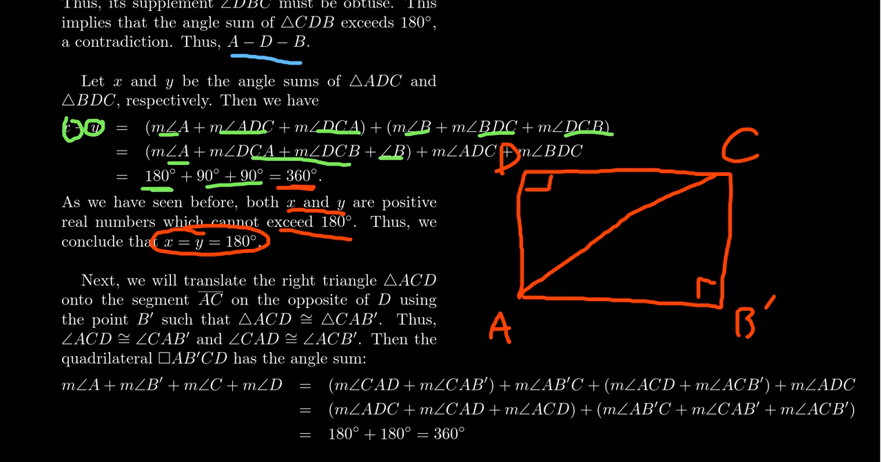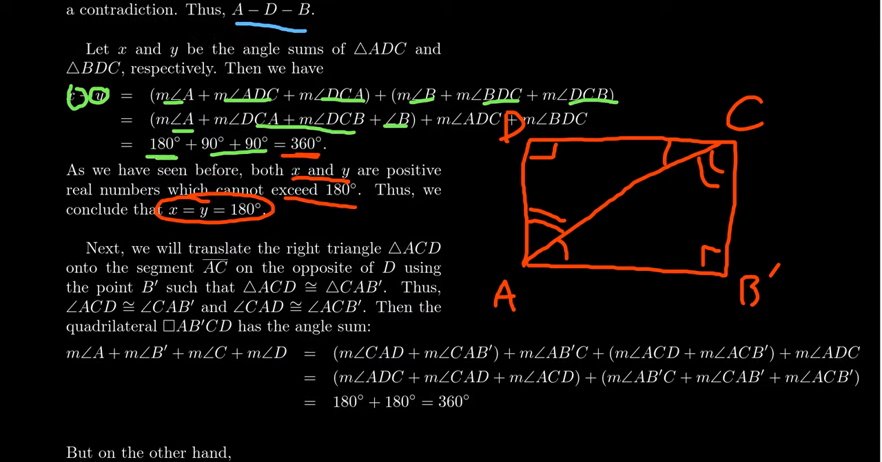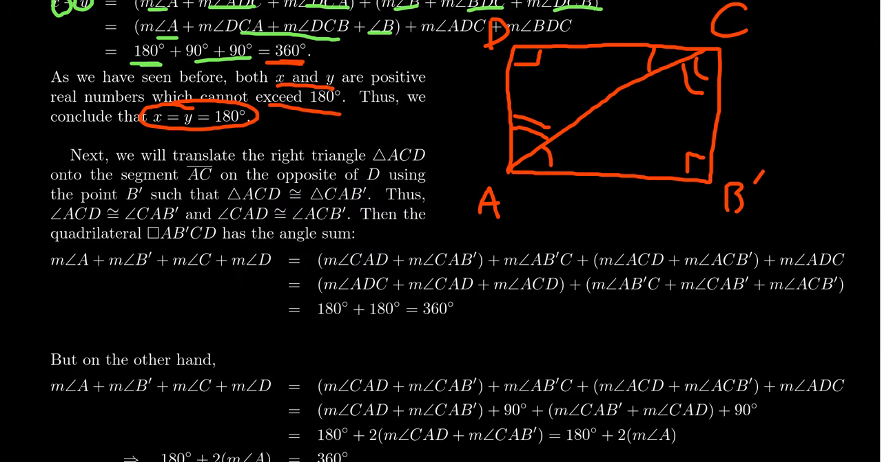So angle B prime is right. And then corresponding angles are also congruent. So angle CAB prime is congruent to angle ACD. Likewise, angle CAD will be congruent to angle ACB prime. So we have some correspondence of angles going on right there. And so if we play around with these angles we have right here, what do we get?